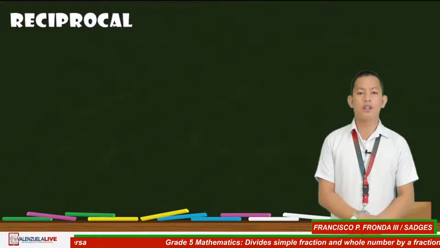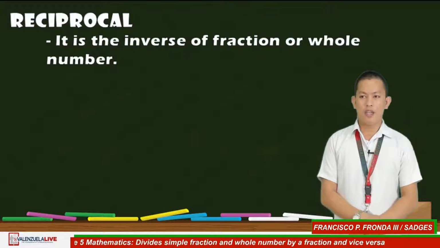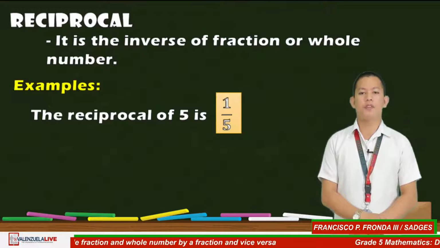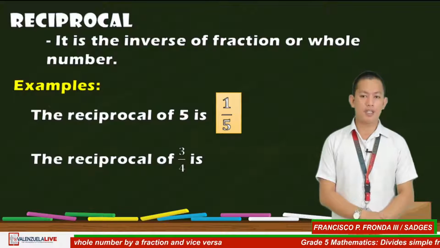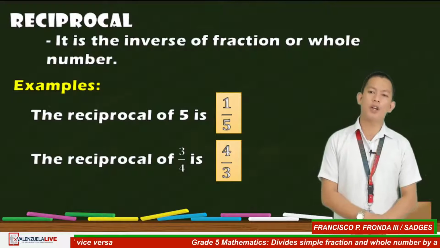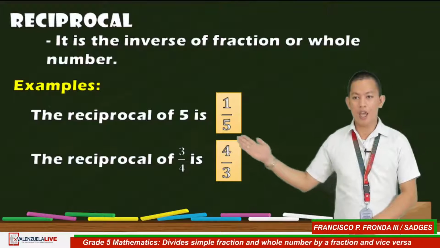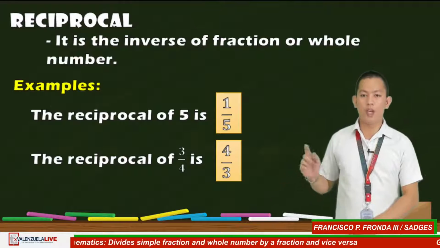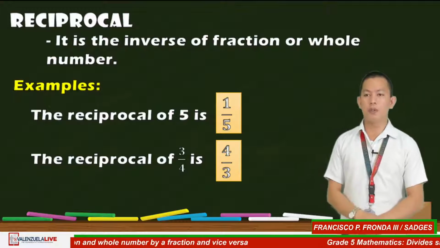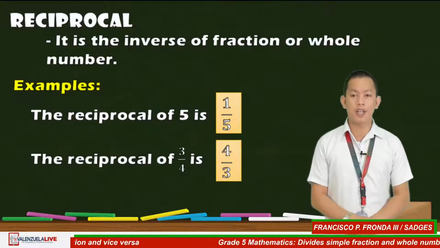Another term is the reciprocal. It is the inverse of a fraction or whole number. Example, the reciprocal of 5 is 1/5. The reciprocal of 3/4 is 4/3. Or you just interchange the values of the numerator and the denominator. So our numerator in 3/4 is 3 and the denominator is 4. When you interchange the numerator 3 and the denominator 4, the result would be 4/3. Therefore, grade 5 learners, the reciprocal of 3/4 is 4/3.